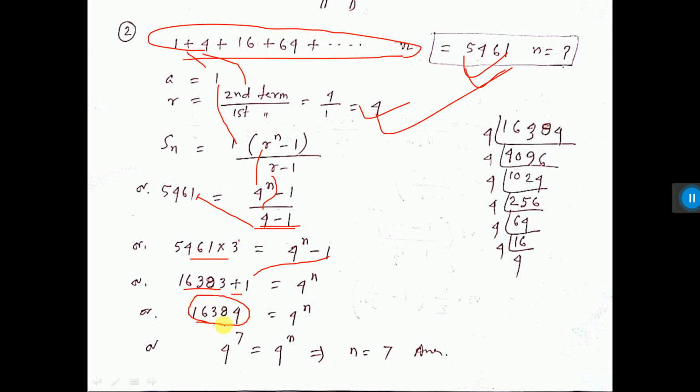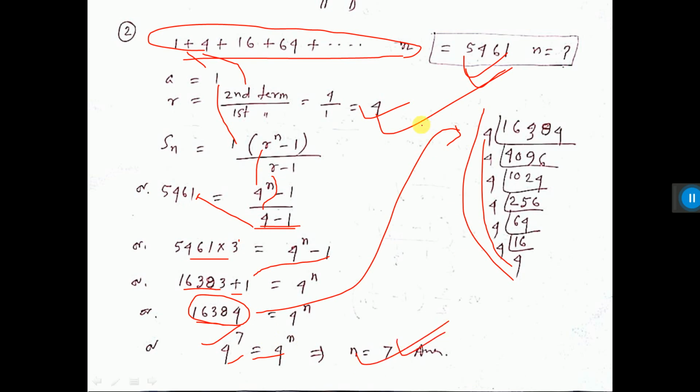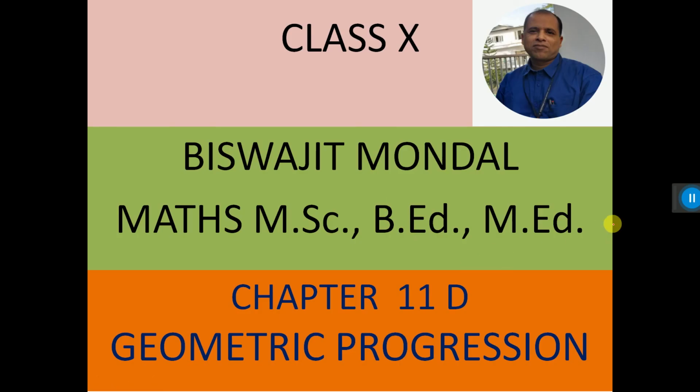Now you divide by 4, divide by 4, divide by 4, and it is coming this. So 4 to the power 3, 3, 6, 7, 4 to the power 7 I have written. So 4 and 4 cancel, n equals 7. So if you add 7 terms, then you will get this, that is the answer. That's all for this video.